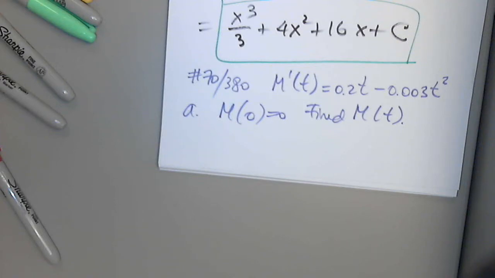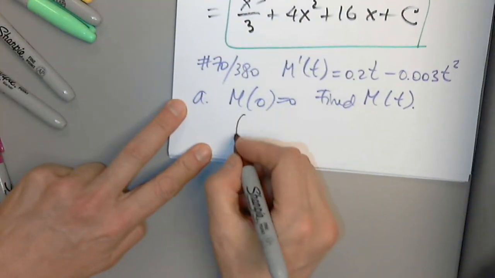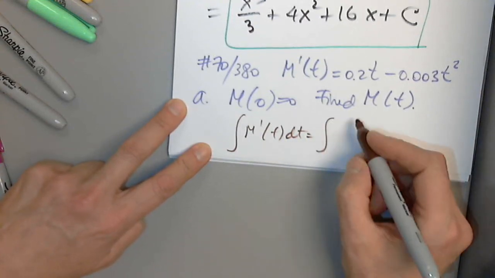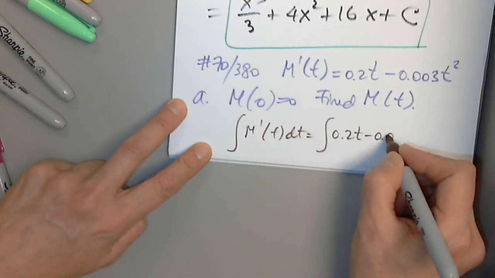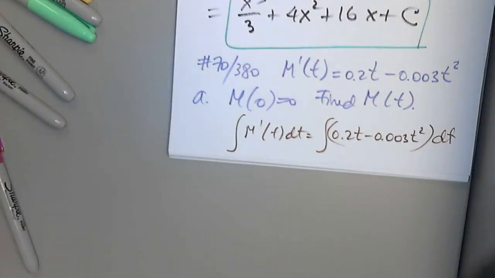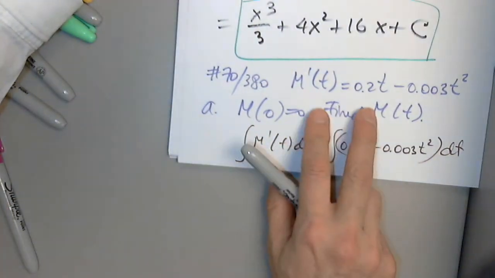So we need to find the inverse. I need to find the indefinite integral, the integral of m prime of t dt, which is the integral of 0.2 t minus 0.003 t squared. Remember, no integral exists, definite or indefinite, without either dt or dx or dy. This must be in the problem, as well as the function. So now let's determine the antiderivative of each piece.